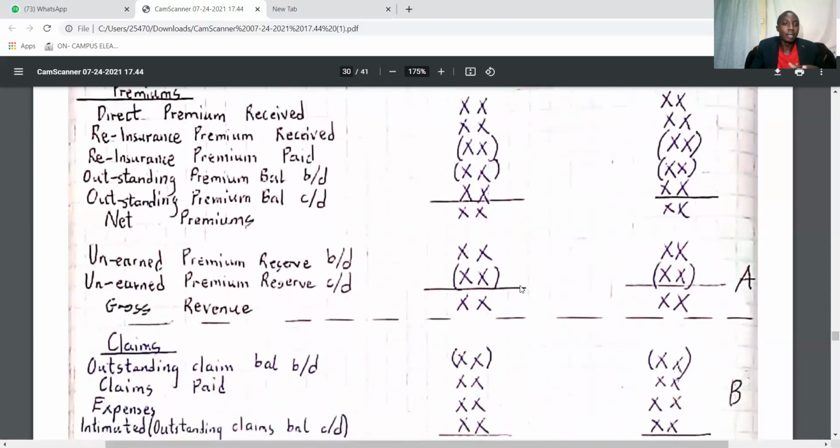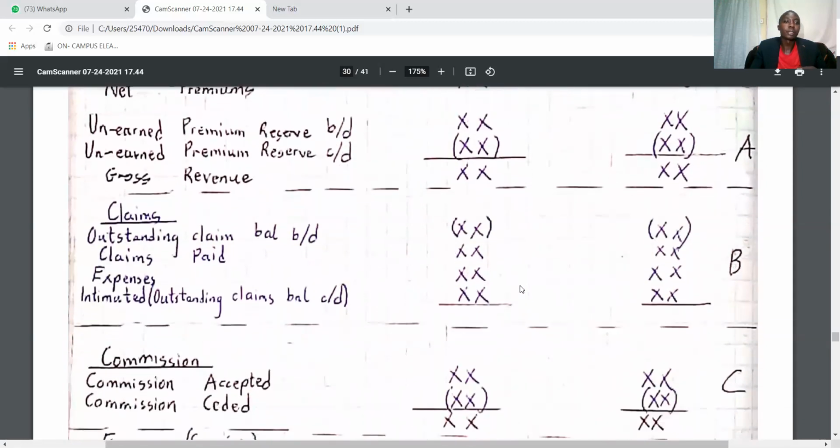Then you will come and add the unearned premium reserve. Remember we said this is the amount set aside to cater for the future premiums which might not be received from the insured. So for the unearned premium reserve balance brought down, you add to your net premiums. Then for the unearned premium reserve balance carried down, you subtract. Up to that point, you are supposed to get a gross revenue. So you are done with the first part, the premiums.